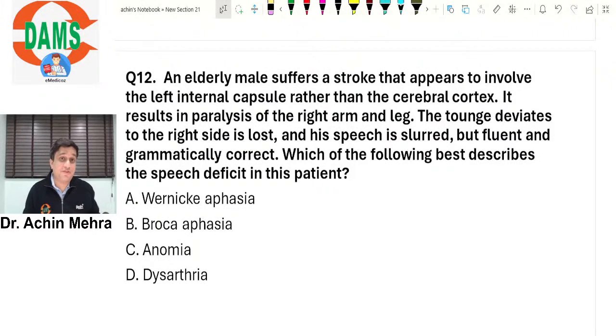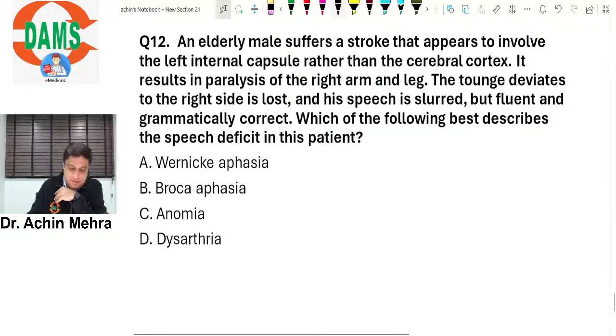An elderly male suffers a stroke which appears to involve the left internal capsule rather than the cerebral cortex. This results in paralysis of his right arm and the leg. Tongue deviation to the right side is lost and speech is slurred, fluent, grammatically correct. What is the speech deficit he is suffering with?